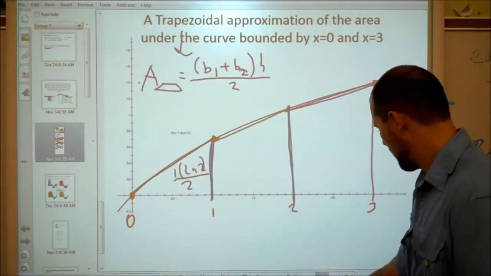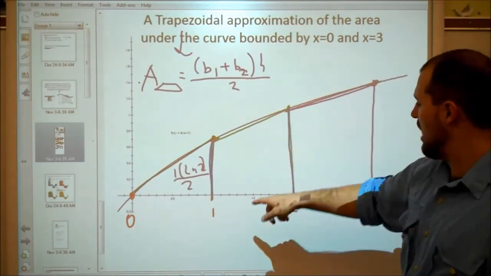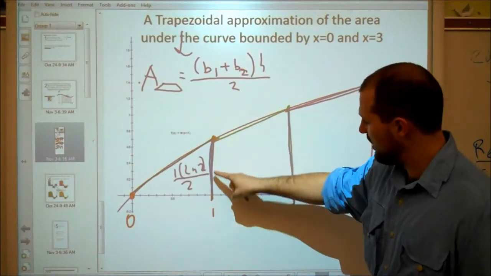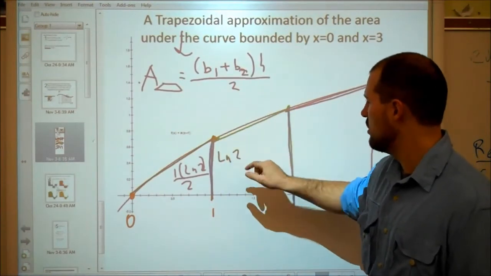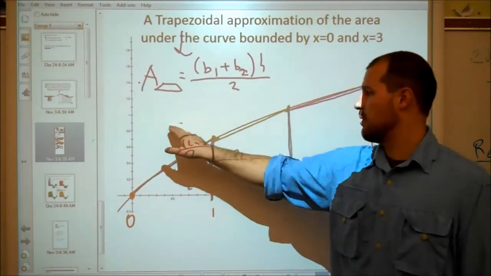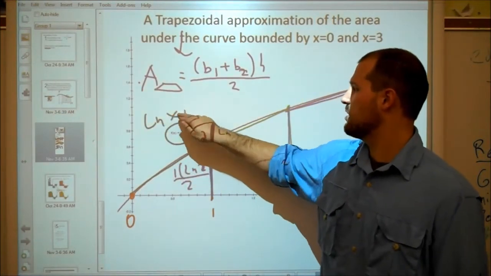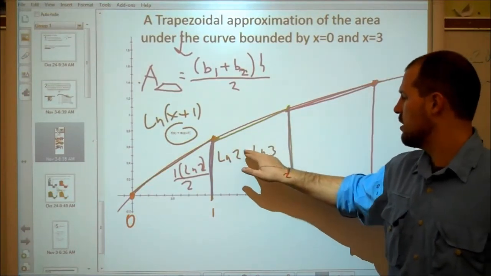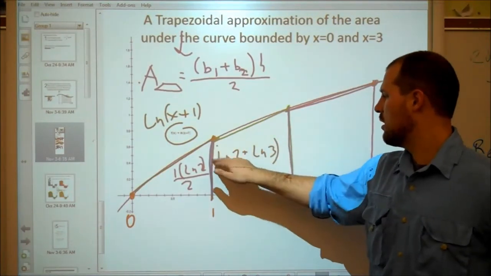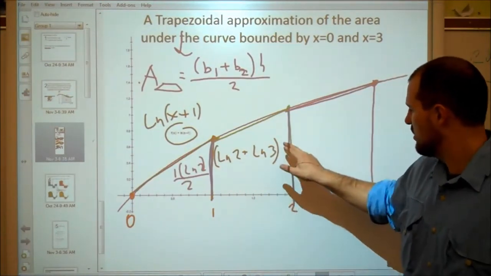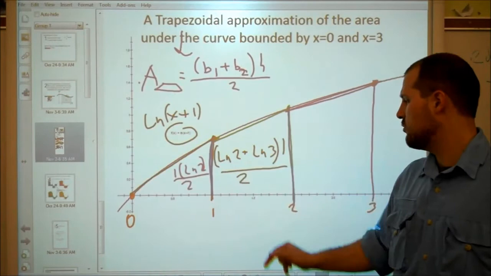And so now let's fill in our formula. So what we have is base 1 plus base 2. So base 1 is natural log of 2. Base 2 is natural log of 3. Remember, I'm putting a 2, same equation as before, natural log of x plus 1, and I'm plugging in a 2 there. So natural log of 3 times the height. The height now is down here. So that's 1 divided by 2.